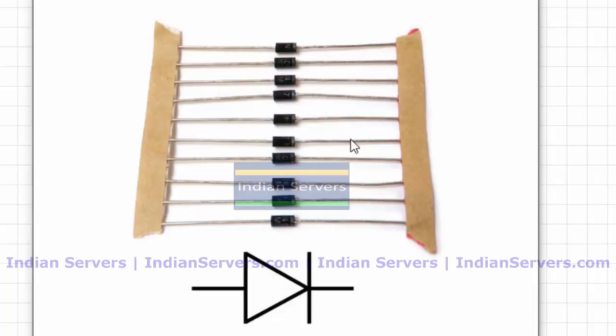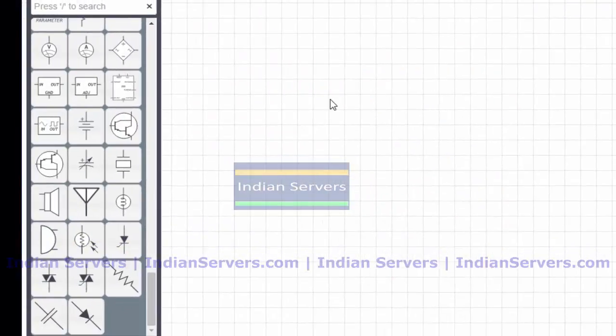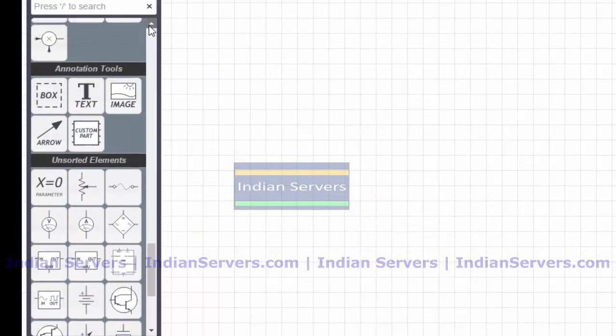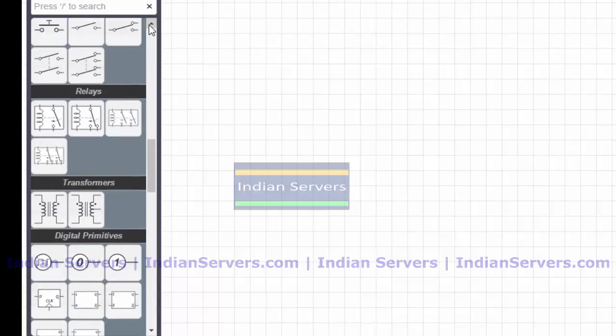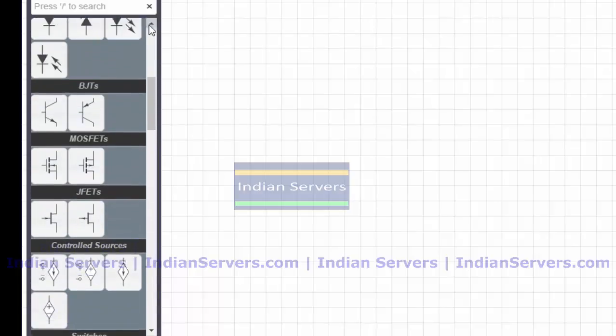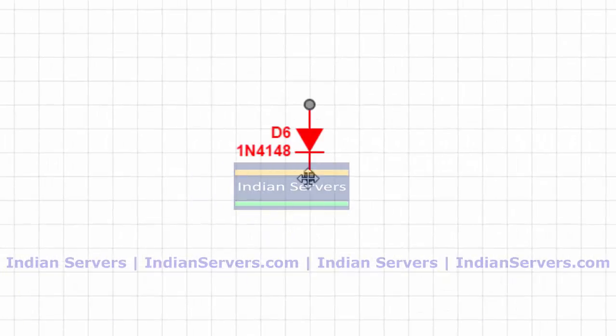So diode can be operated in two modes. One is forward bias mode and the other is reverse bias mode. So we will see what these forward and reverse bias modes are. For that purpose, I am going to consider one circuit. So let us consider a small circuit where diode is connected to a battery.